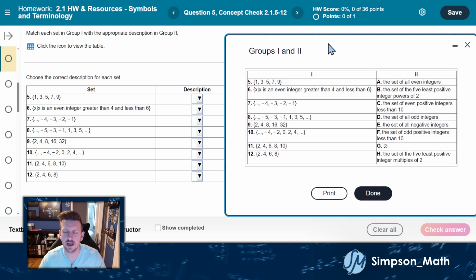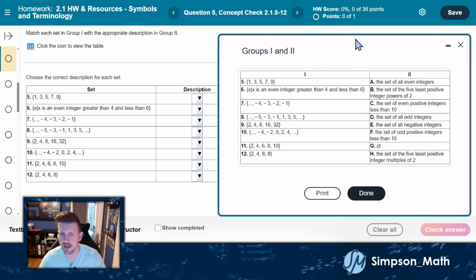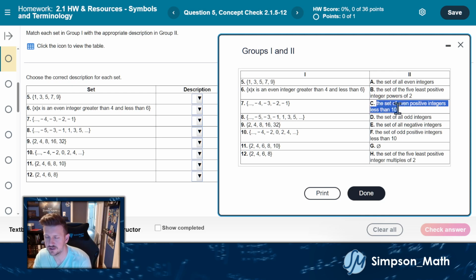All right, so let's play a little bit of a matching game. I see the numbers 1, 3, 5, 7, 9. Which of these best matches that? Well, let's read our A through H so I can see. This first one is a set of all even numbers. That sounds like a whole lot more than this, and those aren't even. The set of the 5 least positive integer powers of 2. Ooh, powers. That's not what this is. We'll talk about that. The set of even positive integers less than 10.